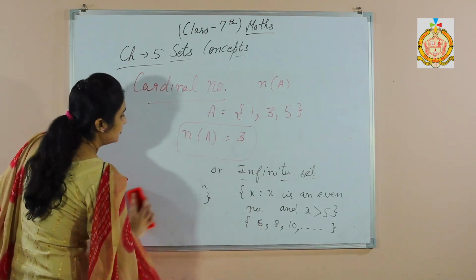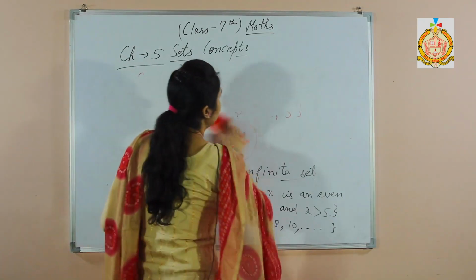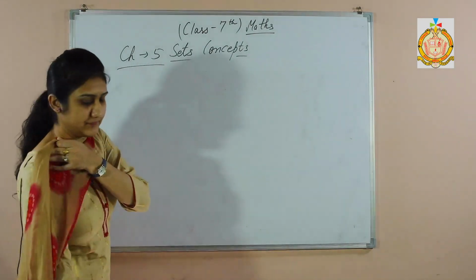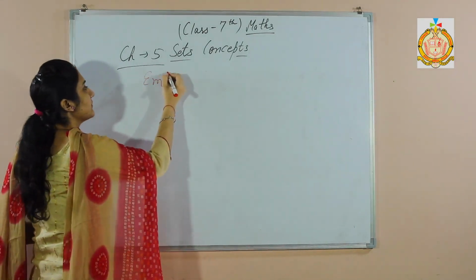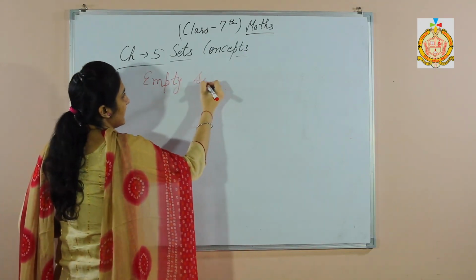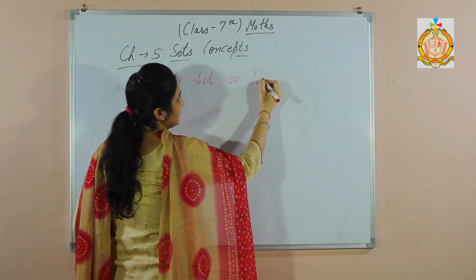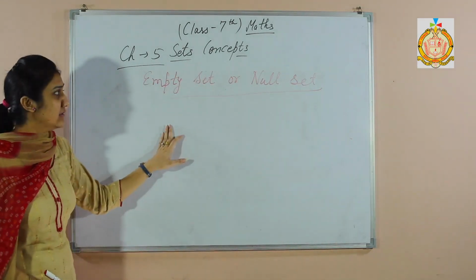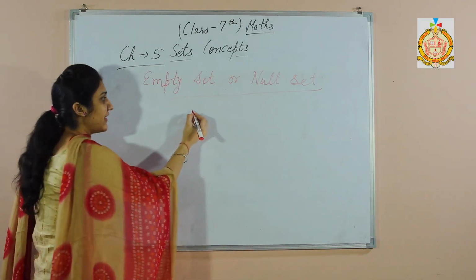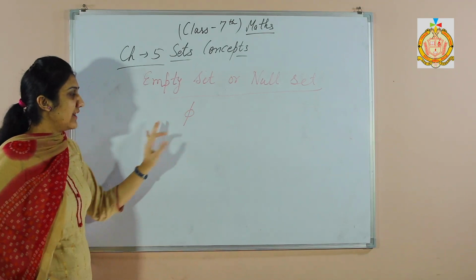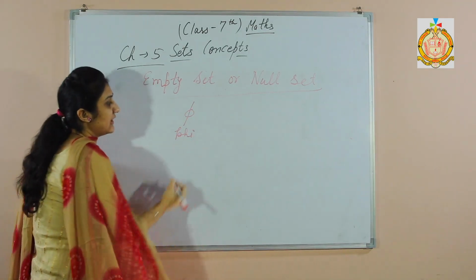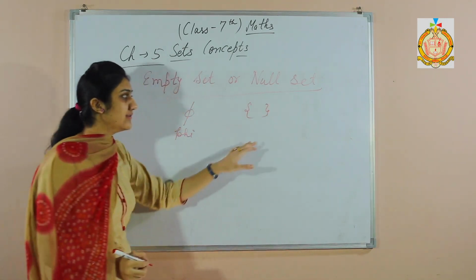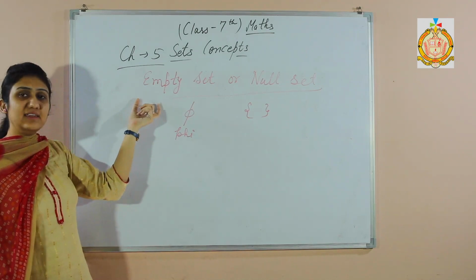Next we shall discuss empty sets. As the name suggests, an empty set doesn't have any element. An empty set is also called a null set. We simply write the empty set as phi. We represent phi like this. Or an empty set can also be written as curly brackets with no element written inside. So it is an empty set.